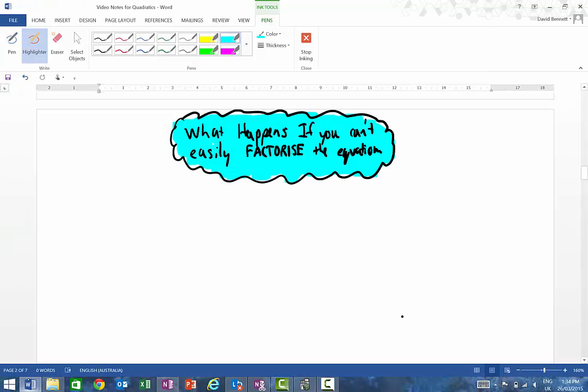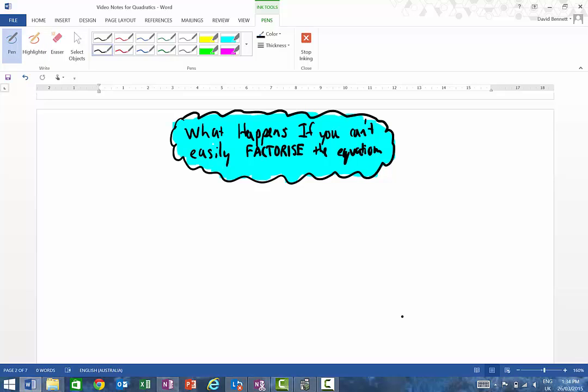I want to ask you the question: what happens if you can't easily factorise the equation? Now, you either might be bad at factorising, or it might be, in fact, the equation that doesn't factorise very easily. There are a few options that you can choose from. The first option, probably the easiest, would be to use the calculator.